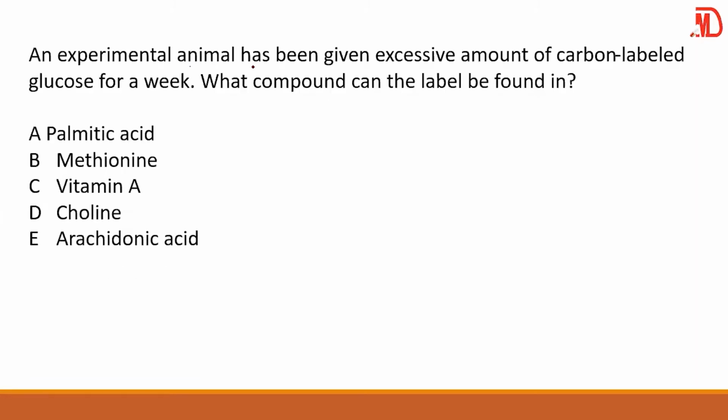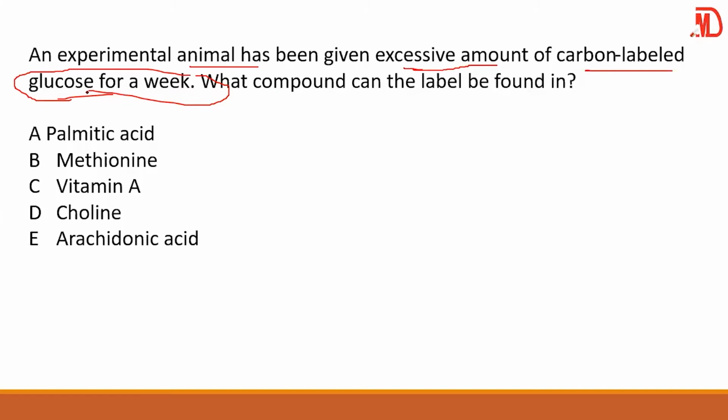We have an experimental animal that has been given an excessive amount of glucose for a week. What compound can the level be found in? First of all, you need to know that this animal has been given excess carbohydrate, glucose, for a whole week. Excess carbohydrates in the body are normally converted to palmitic acid.